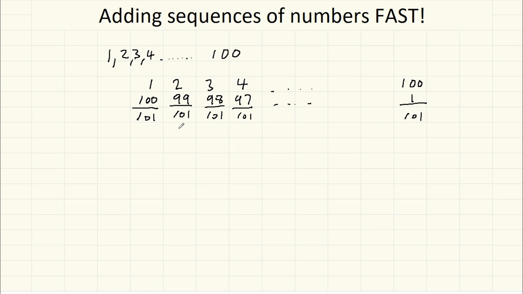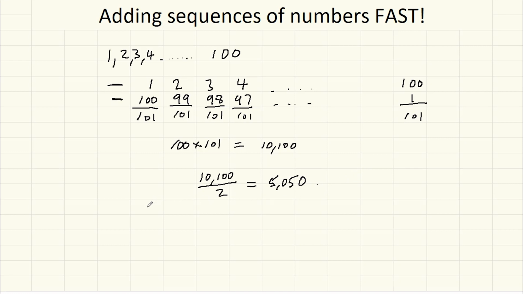So we have a grand total here of 100 lots of 101. And that equals 10,100. But that's twice as many as we need, because you've got one row here and one row here. So to get just one row, we just need to halve this. So it's 10,100 divided by 2. And that is 5,050. And that's the answer.